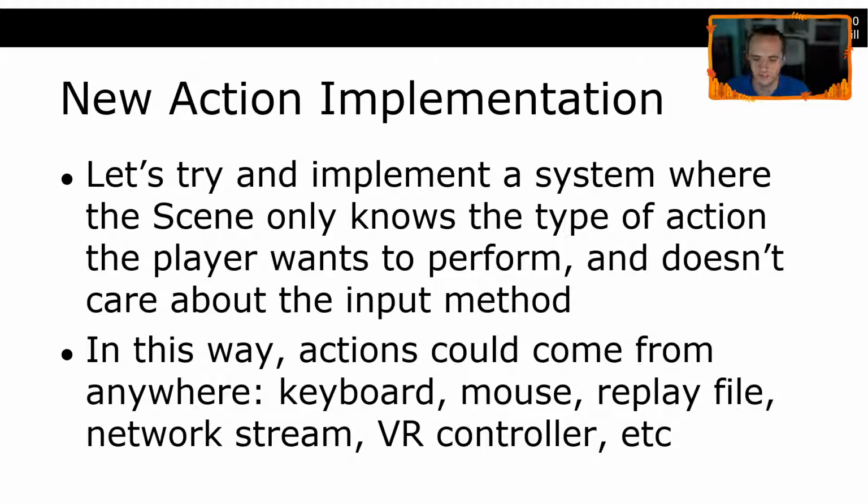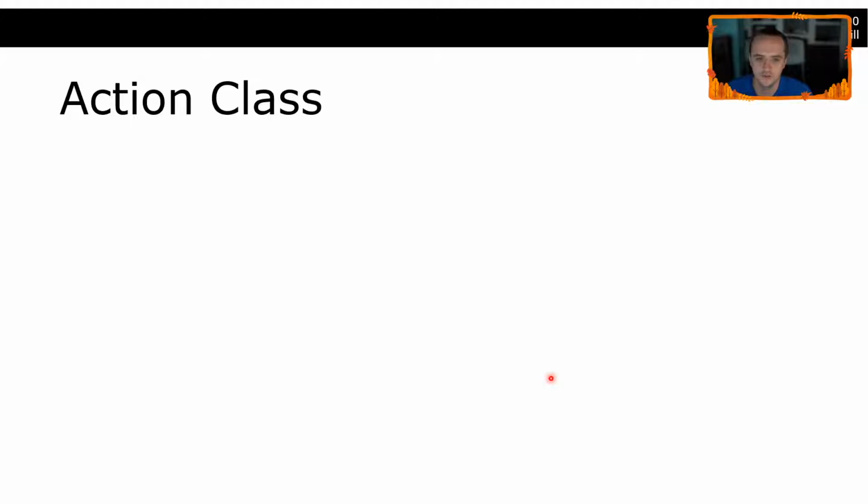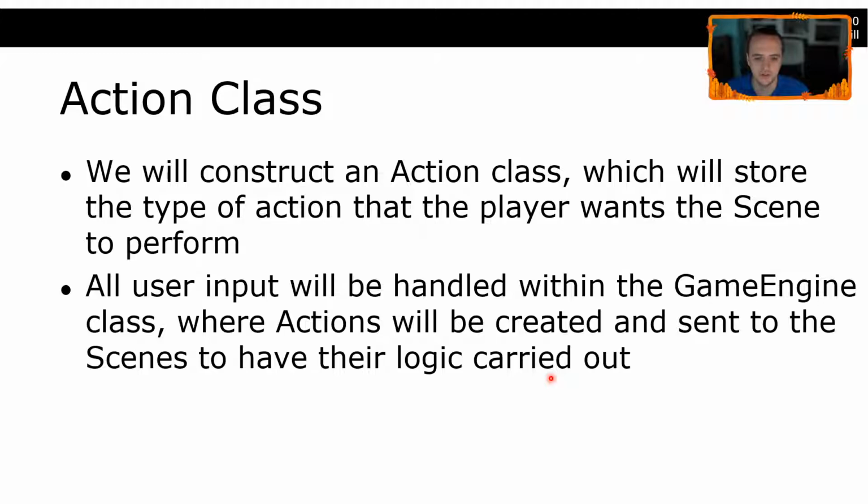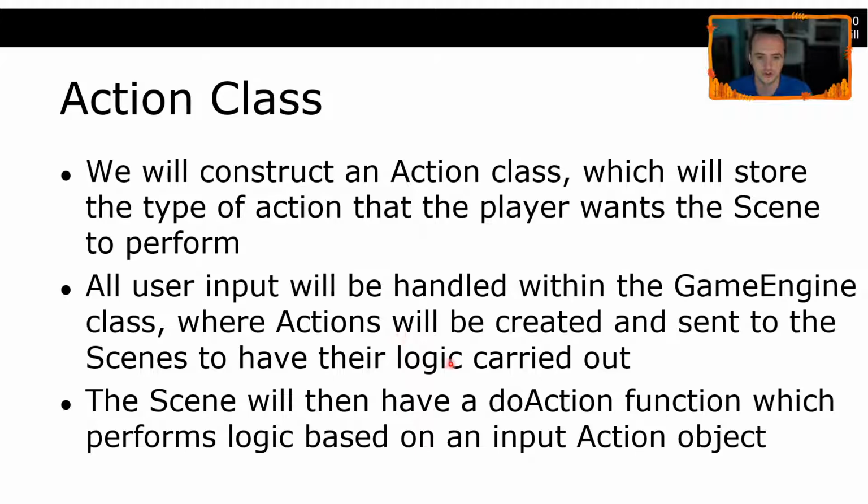So the action class that we're going to do, we're going to construct an action class which will store the type of action that the player wants the scene to perform. Okay, so of course we're using nice object-oriented programming. We're going to have this action class, and what we actually want the scene to do, we store inside this action class. All user input is going to be handled within the game engine class, and when it reads the user input, the actions are going to be created and then sent to the scenes to have their logic carried out. And the scenes will have a do action function that performs the logic based on some input action object.